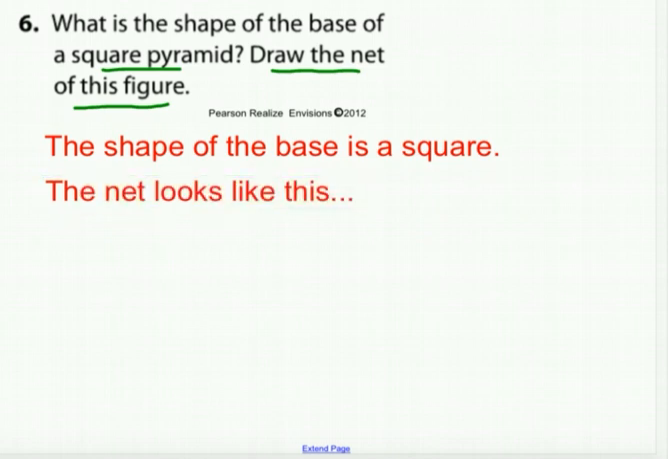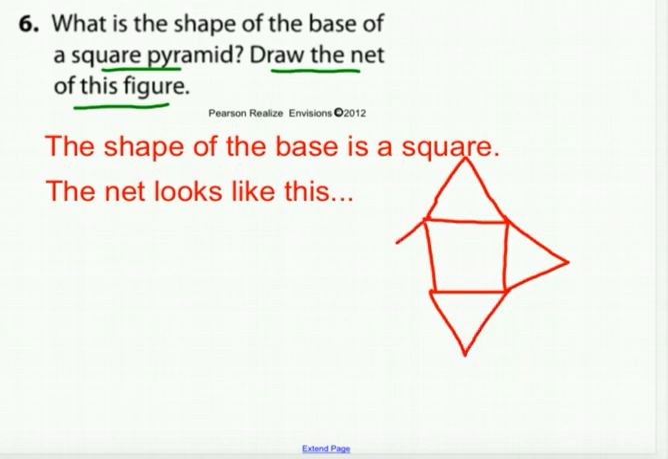And your net will traditionally look like this. The base is a square. It is a pyramid, so all the other faces will be congruent triangles. So your net is going to look something like that, okay? You have your square base and then a triangle for each side of the square.